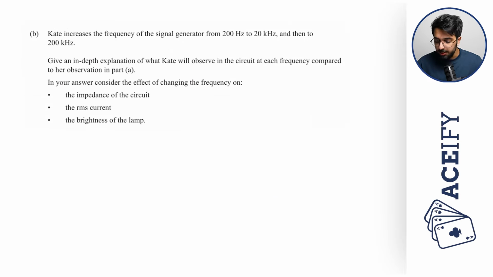Kate increases the frequency of the signal generator from 200 Hz to 20 kHz and then to 200 kHz. Give an in-depth explanation of what Kate will observe in the circuit at each frequency compared to her observation in part A. In your answer, consider the effect of changing the frequency on the impedance of the circuit, the RMS current, and the brightness of the lamp.